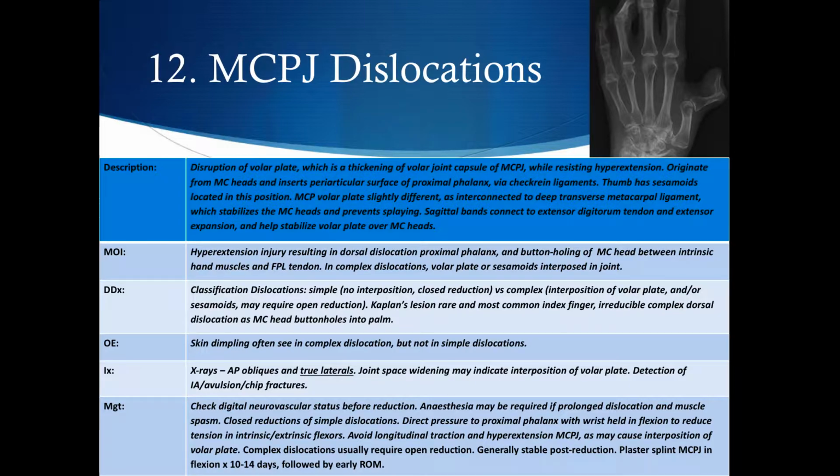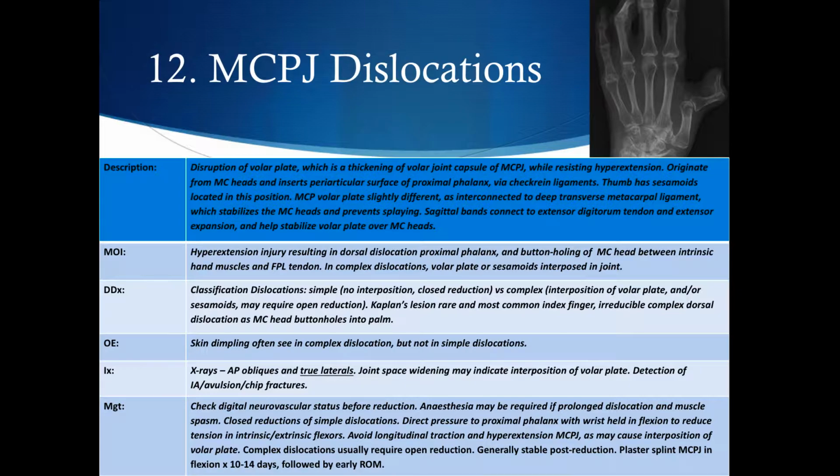The reduction of the metacarpal phalangeal joint dislocations is different than the PIP joint dislocations. Direct pressure is applied to the proximal phalanx with the wrist held in flexion to reduce tension in the intrinsic and extrinsic flexors. You want to avoid longitudinal traction and hyperextension at the metacarpal phalangeal joint, as this may cause interposition of the volar plate.